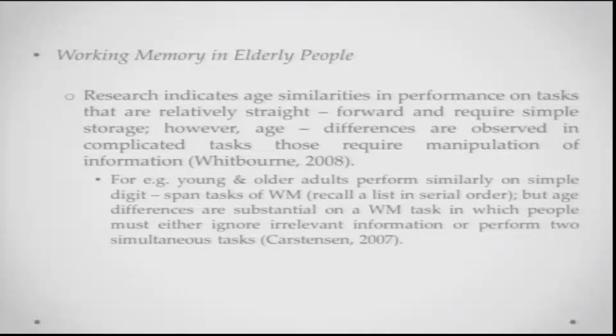Young and older adults perform similarly on simpler tasks like digit span tasks, where you just have to recall the numbers in serial order. But age differences are substantial on a working memory task where they have to keep some distractors away or perform 2 tasks simultaneously, task switching kind of scenarios.